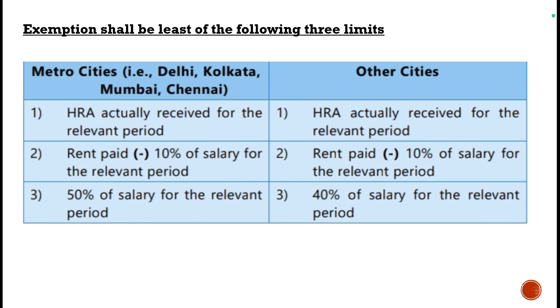Exemption shall be the least of three limits. In the metro cities like Delhi, Kolkata, Mumbai and Chennai, the limits are: HRA actually received for the relevant period, rent paid minus 10% of salary for the relevant period, and 50% of salary for the relevant period. But in other cities, except those metro cities, the three limits are: HRA actually received for the relevant period, rent paid minus 10% of salary for the relevant period, and 40% of salary for the relevant period.